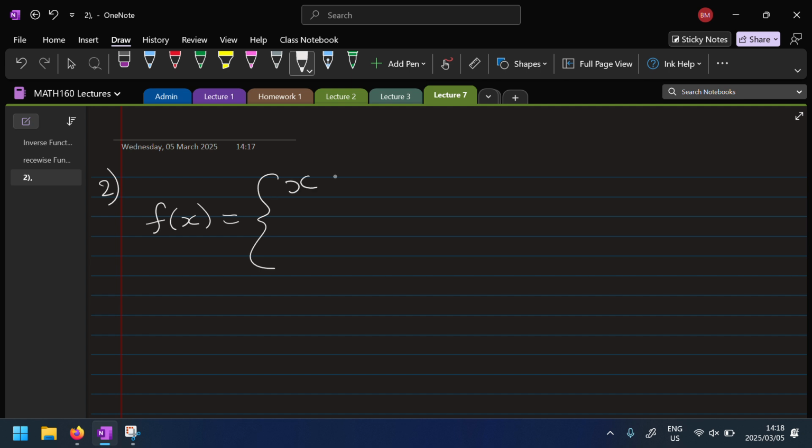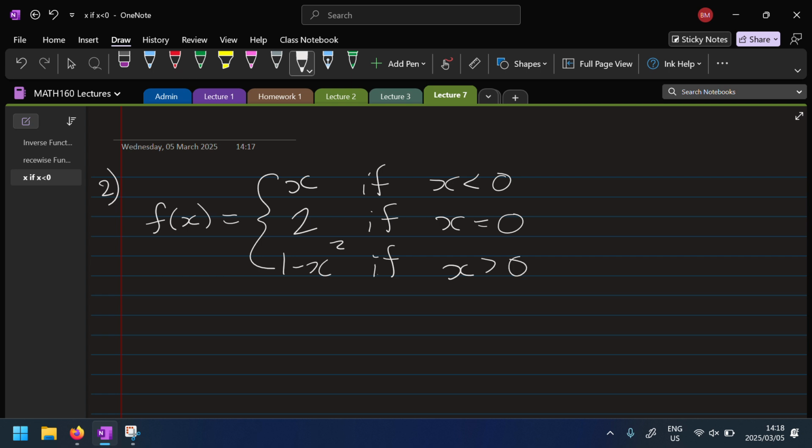Okay, so this is going to be x if x is less than 0. It's going to be 2 if x is equal to 0. So notice that this function for the second case is defined at only 1 point. In the first case, it's defined for all negative values. In the second case, it is defined only at one single point. Okay, just keep that in mind. And then it's going to be 1 minus x squared if x is greater than 0. Okay, so we got case 1, case 2, case 3.